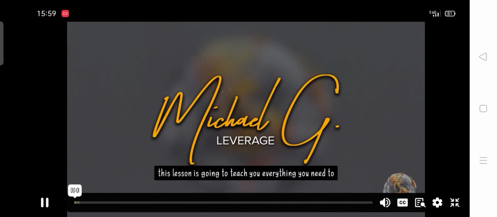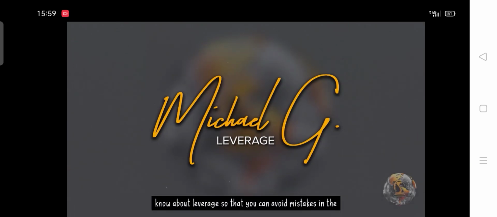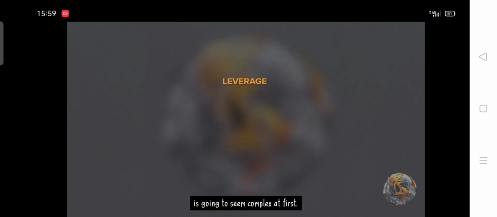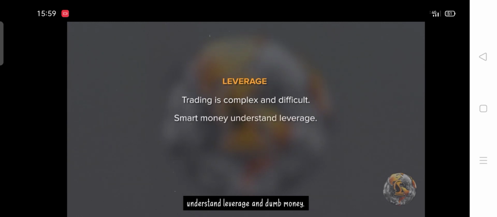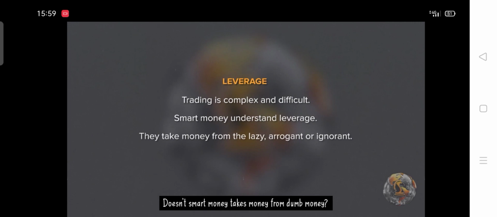This lesson is going to teach you everything you need to know about leverage so that you can avoid mistakes in the market. So, first of all, what you're going to see and read next is going to seem complex at first. That is because trading is complex and difficult. You need to understand leverage because smart money understands leverage and dumb money doesn't. Smart money takes money from dumb money who are lazy, arrogant, or ignorant.